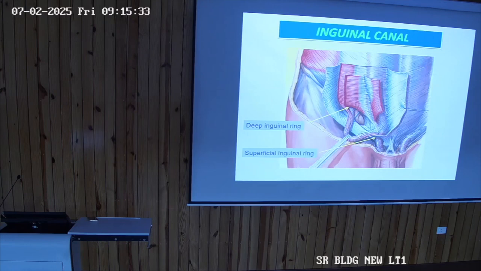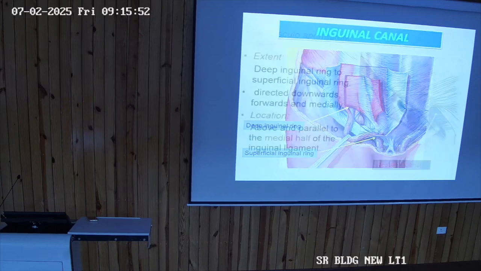The deep inguinal ring is formed in the fascia transversalis, and the superficial ring is a hole or a gap in the external oblique aponeurosis. Because ultimately all these structures will be present in the layers of the anterior abdominal wall. So somewhere they are present.